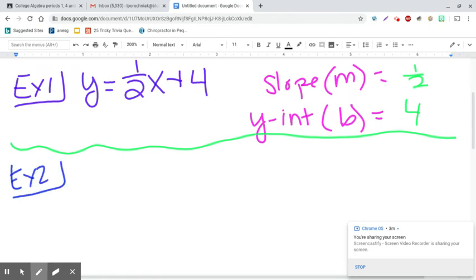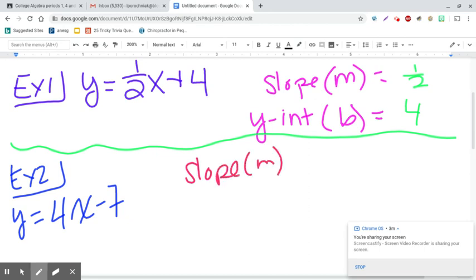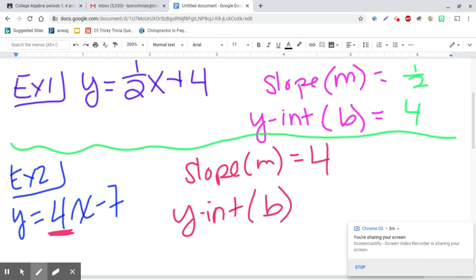Example 2, let's go with y equals 4x minus 7. If I asked you what your slope, or your m, is, and I want to know the y-intercept, or the b. Your slope comes before your x, right? So my slope would be 4. Guys, sometimes people like to say the slope is 4x. Do not say that, okay? Your slope is 4.